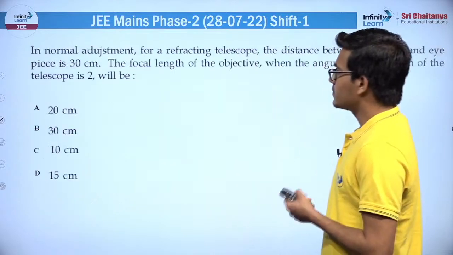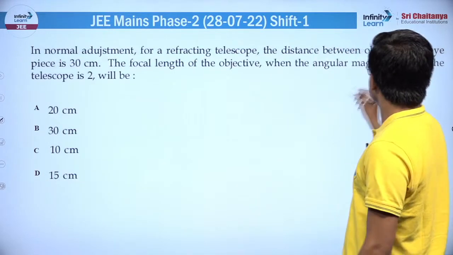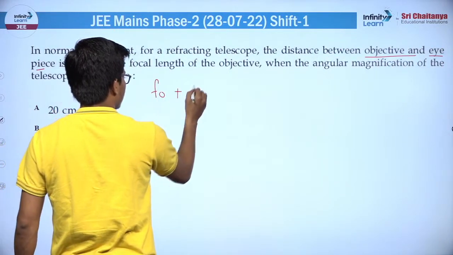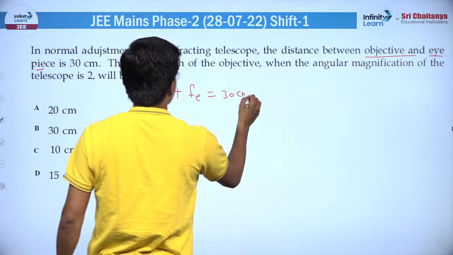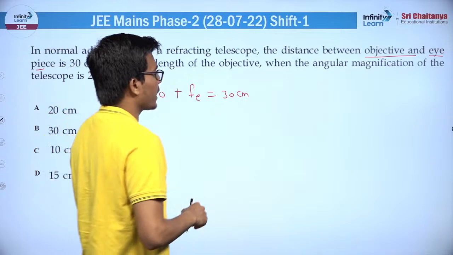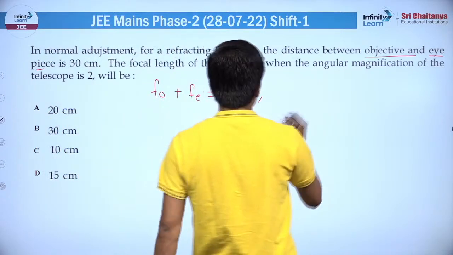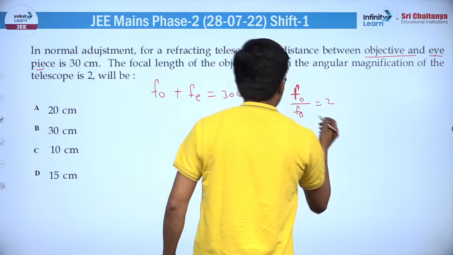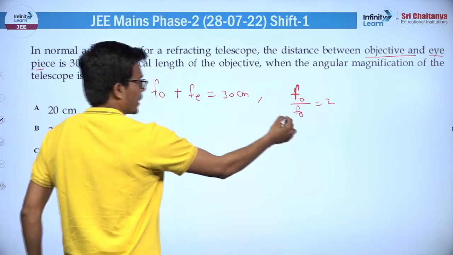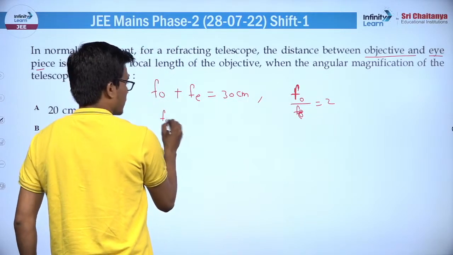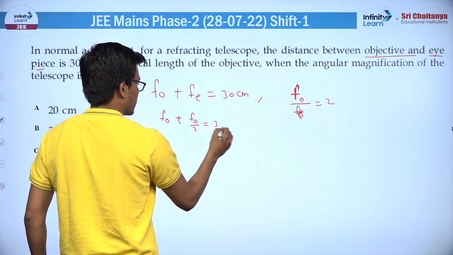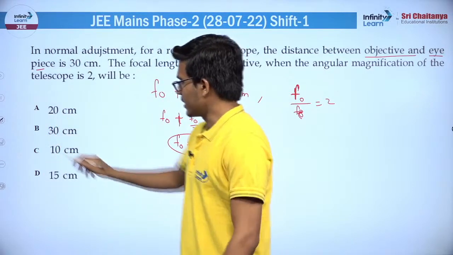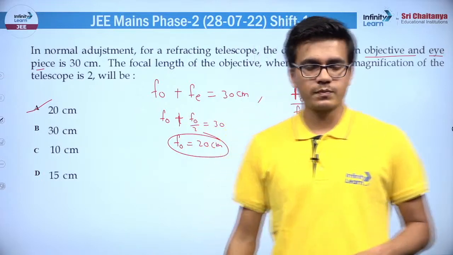Okay, so moving ahead, in normal adjustment of a refractive telescope, the distance between the objective and eyepiece, which is written as FO plus FE, is given to you as 30 centimeters, and we need the focal length of the objective when the angular magnification of the telescope is 2. So angular magnification is given by FO by FE, that is 2. We want FO, right? So I can write FE as FO by 2, so FO plus FO by 2 is equal to 30. So from here FO is equal to 20 centimeters, right? That is option A. A direct formula based question from telescope.